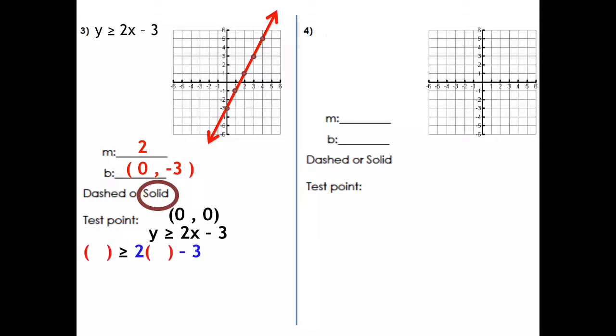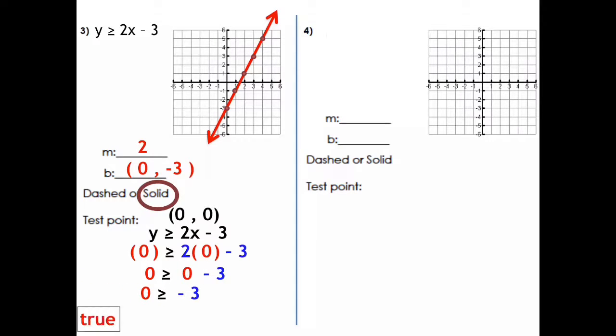All right, so when we plug it in, we get 0 is greater than 0 minus 3. 0 is greater than -3. This is true. So go ahead and shade the side that's supposed to be shaded. All right, so since 0, 0 is true, the arrow should be pointing towards it. And because it's pointing towards it, we're going to shade that side. Okay?